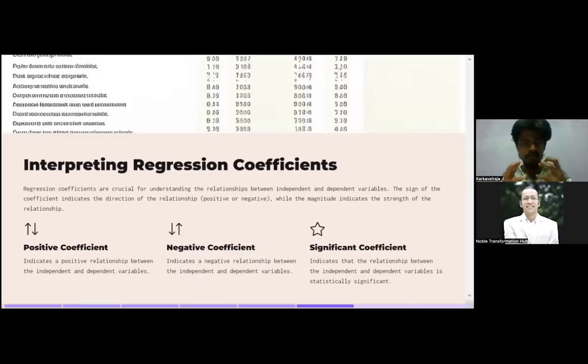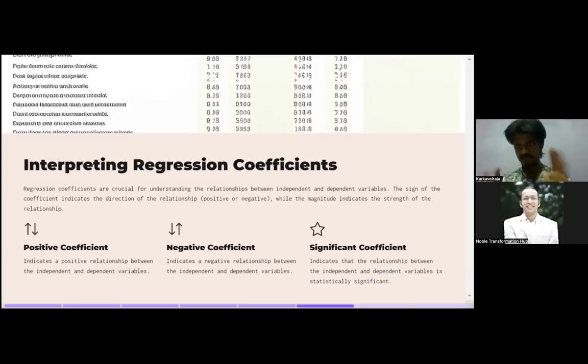Moving on, we have something called interpreting regression coefficients. Whenever we have a regression model, there will be some coefficients. We have seen this in linear regression also; let's see how to interpret it in multiple linear regression. Regression coefficients are crucial for understanding the relationship between the independent and the dependent variable. The sign of the coefficient indicates the direction of the relationship, whether positive or negative, while the magnitude indicates the strength of the relationship.